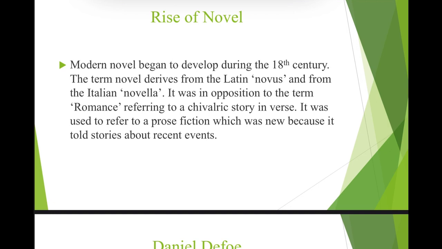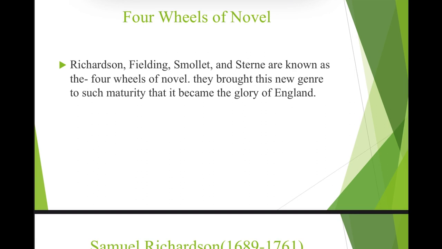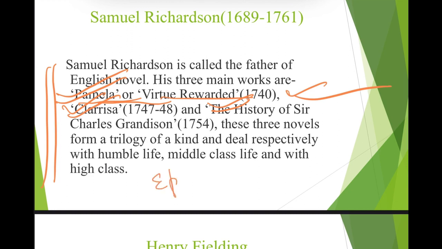As I told you in my previous slide, this age is famous for the rise of the novel, and we have some important novelists like Daniel Defoe, who is famous for Robinson Crusoe. Then the four wheels of the English novel: Richardson, Fielding, Smollett, and Sterne. These are the four wheels of the English novel. Samuel Richardson, as I told you in the previous slide, wrote Pamela, or Virtue Rewarded, published in 1740, Clarissa, and The History of Sir Charles Grandison. More than that, he is famous for epistolary novels.